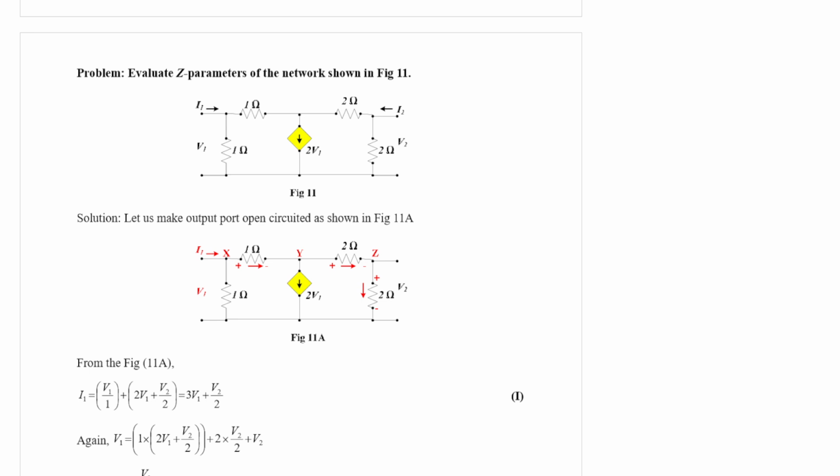So consider figure 11. We have a network with a dependent source. We have a network with a dependent source of voltage 2V1. Sorry, it is not a voltage source, it's a current source of magnitude 2V1. So it's a voltage dependent current source of magnitude 2V1. So now you need to evaluate the Z parameter of the network shown in figure 11.